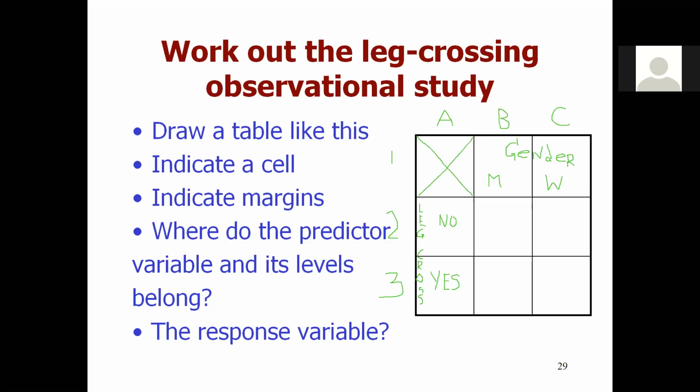How many cells do we have? All right. Yes, B2 is how many men did not cross their legs. Who remembers this number? I don't want to go back to the previous slide. I think it's 96, right? Am I correct? No, no, it's wrong. 290, yeah, okay.